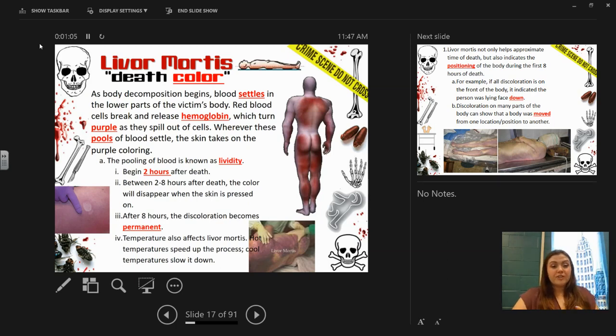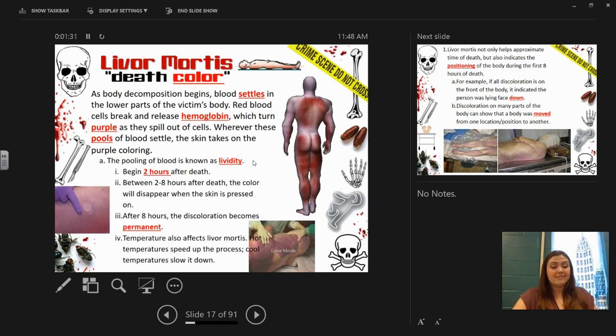So livor mortis, death color, because literally mortis means death in Latin and livor means color. So death color. As body decomposition begins, the blood settles in the lower parts of the victim's body. Red blood cells break and release hemoglobin, which turns purple as they spill out of their cells. Wherever these pools of blood settle, the skin takes on a purple coloring. So it's like dark red purpley. You can see in this image here, it's very dark. It's like a very dark bruise.